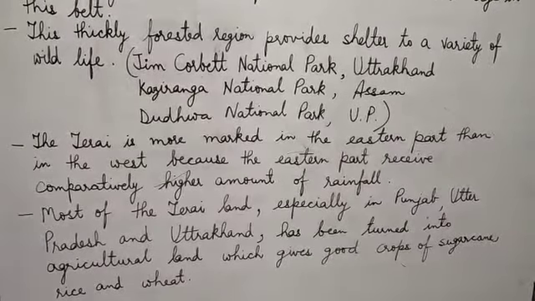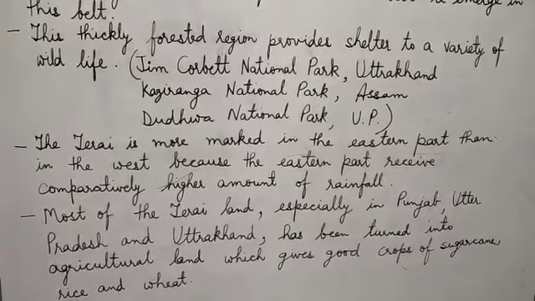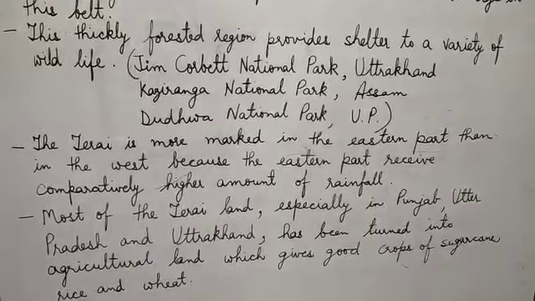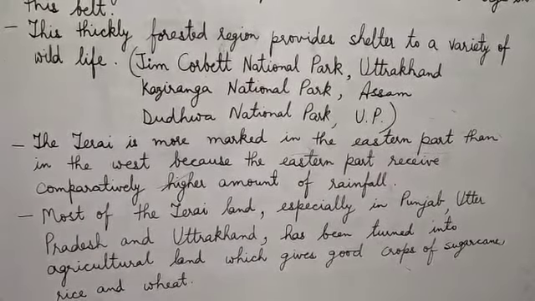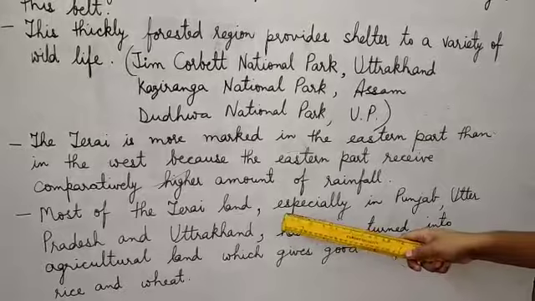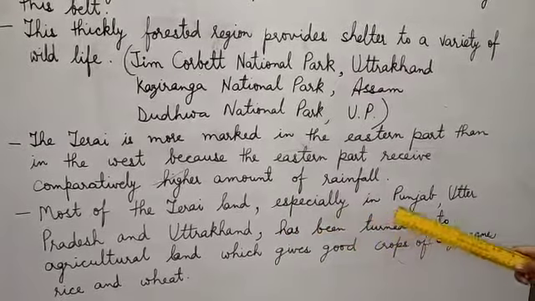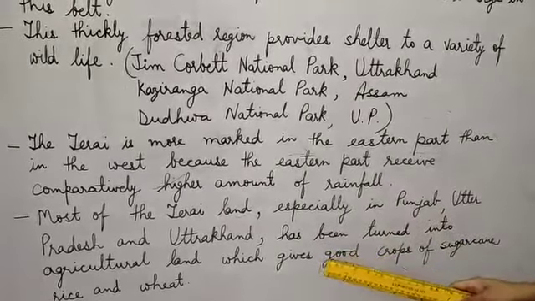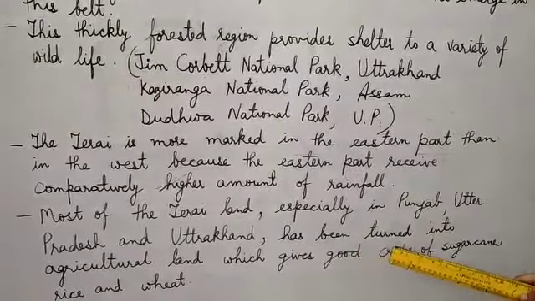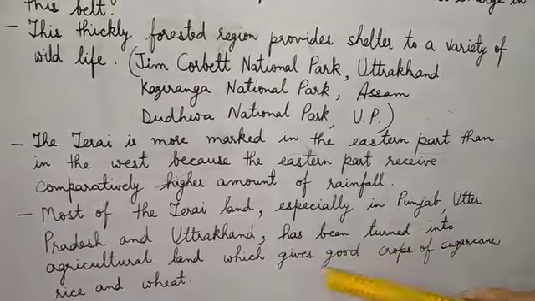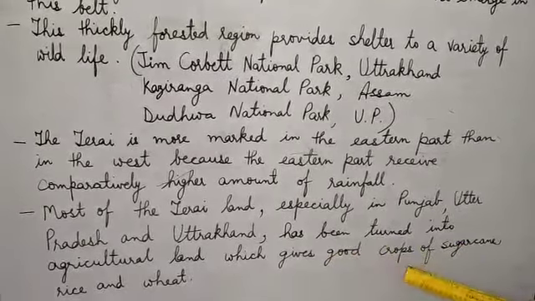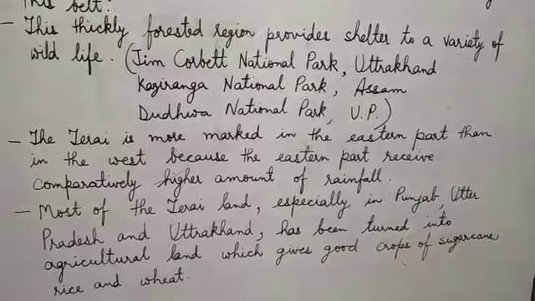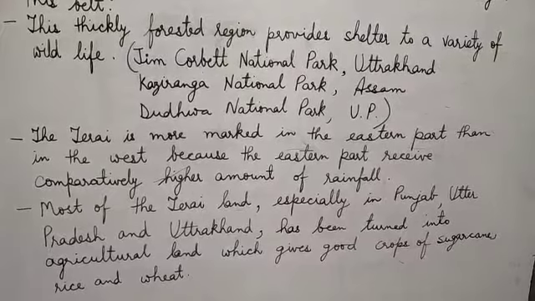The forests have been cleared to create agricultural land and to settle migrants from Pakistan after partition. So therefore, most of the Tarai land, especially in Punjab, Uttar Pradesh and Uttarakhand, has been turned into agricultural land, which gives good crops of sugarcane, rice and wheat. So these are some important features of the Tarai.